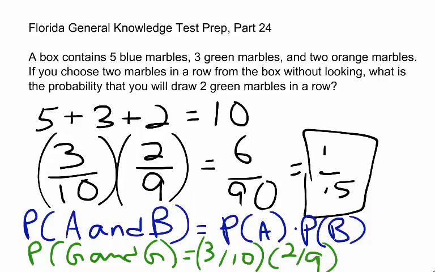Again, the reason why the denominator is 9 in the second fraction is because when we draw the first marble out of the box, we don't replace it. So we go from having 10 marbles in the box to having 9. Similarly, we have 3 green marbles in the box to start. That marble that we remove happens to be a green one, so there are then 2 green marbles left.